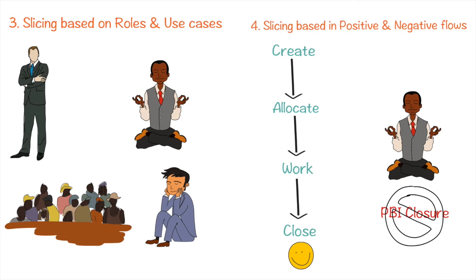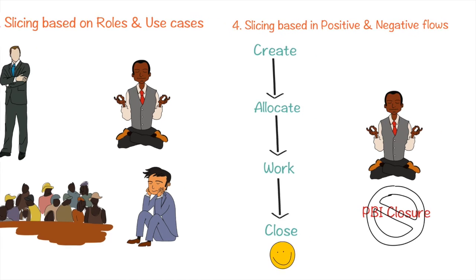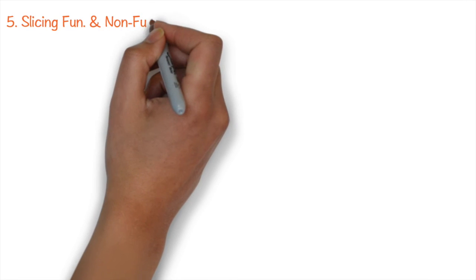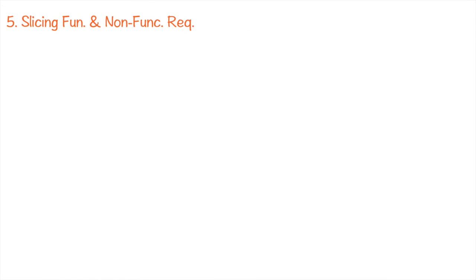Therefore, the PO and team can split the PBIs as per the positive and negative flows and prioritize the sequence of development. Another way is by breaking up the functional and non-functional requirements such that the initial sprints accommodate minimum functional and non-functional requirements, and in the later sprints they support full functionality.